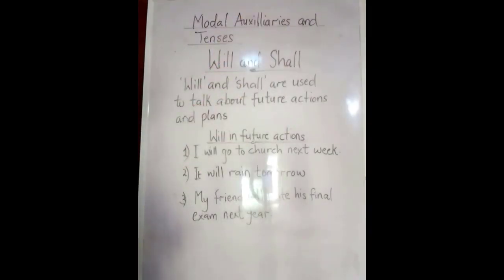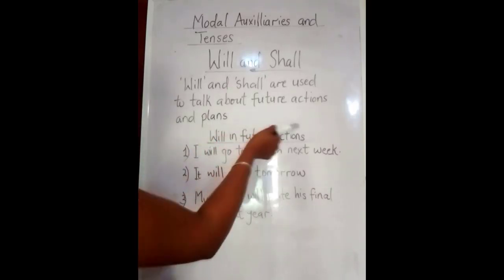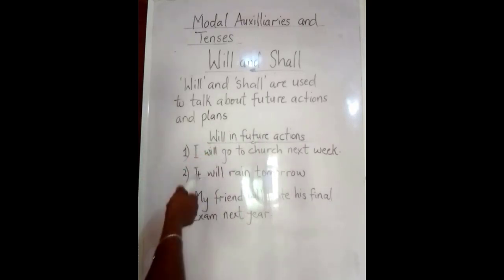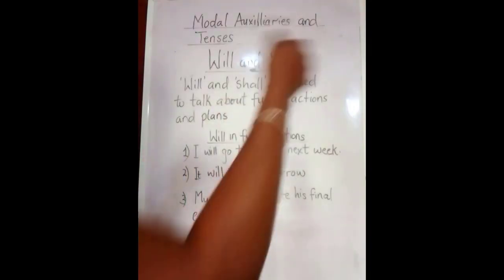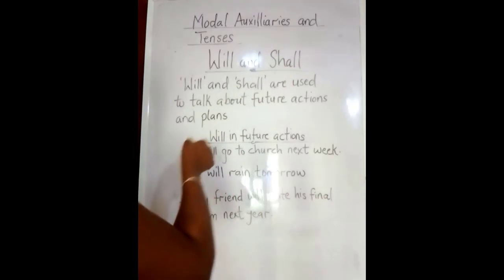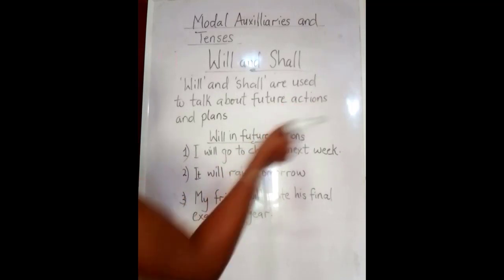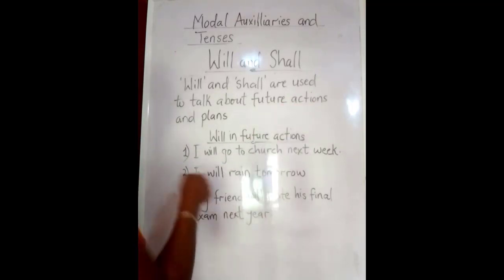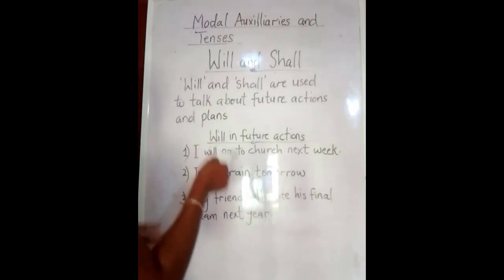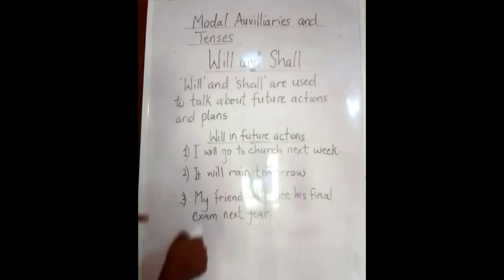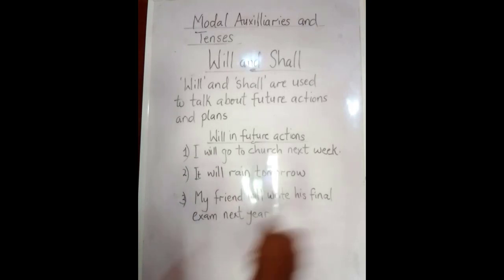So let's look at will in expressing future actions. The examples we have here are: one, I will go to church next week. Next week is still in the future. It hasn't come yet. And this is expressing a plan, or an action of going to church. Two, it will rain tomorrow. Tomorrow is in the future. So the will here is suggesting that these things haven't happened yet, but they are going to be there in the future. Whenever you see will, it indicates something in the future.